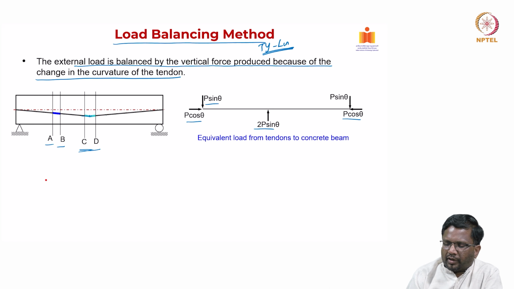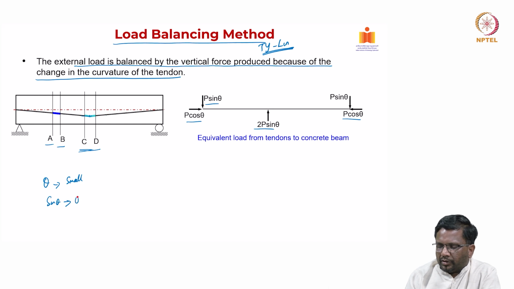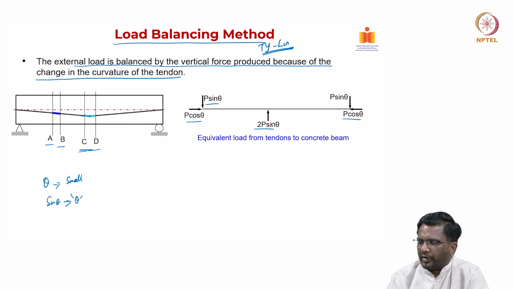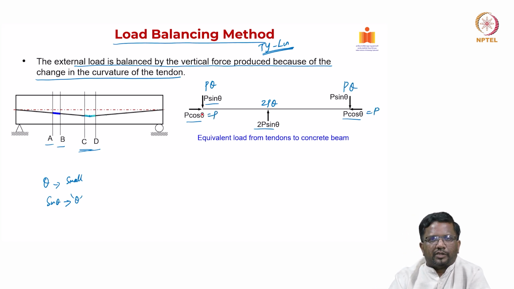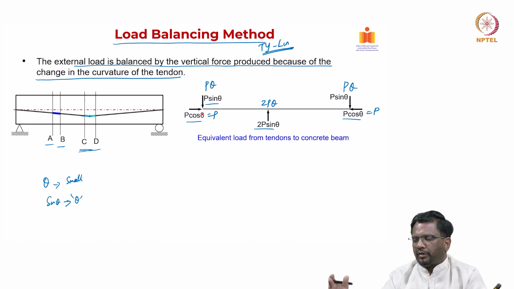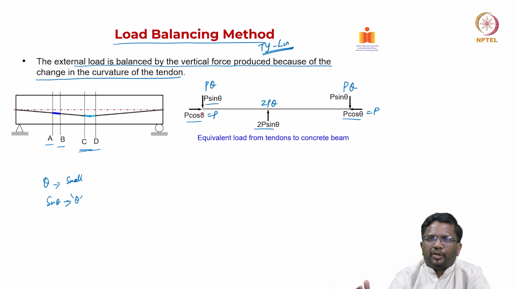Now, we know that when theta is small, sin theta can be approximated as theta. So, when you simplify that, you can write the vertical component as P theta, and this will become 2P theta, and this will also become P theta. Now, P cos theta will become P, because when theta is small, cos theta tends to become 1. That is the reason the net horizontal component will be very close to that of the pre-stressing force, but the vertical component can be quite significant. Even though theta may be small, the vertical component it is producing is going to be significant, which is quite beneficial for reducing the net effect of external loads.